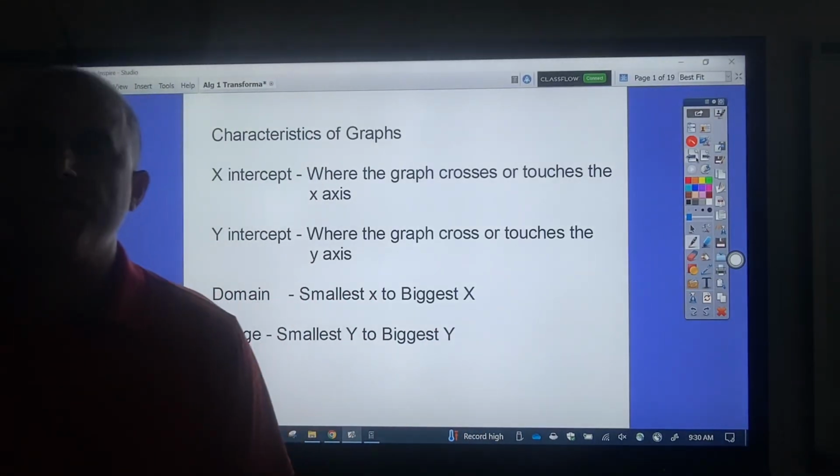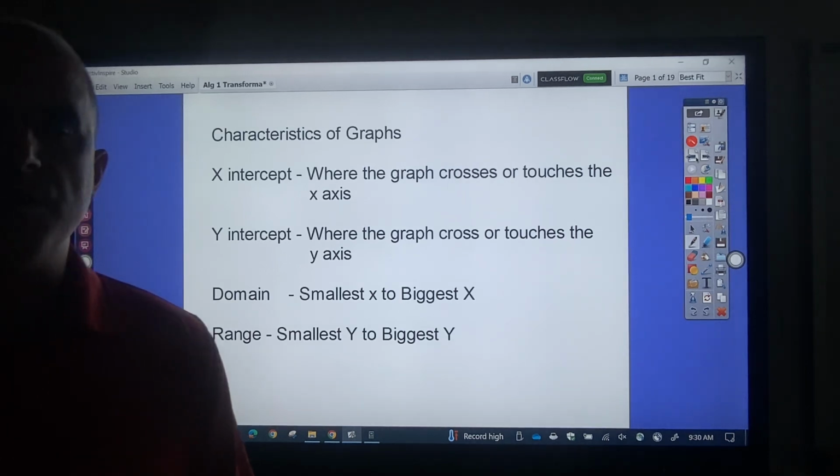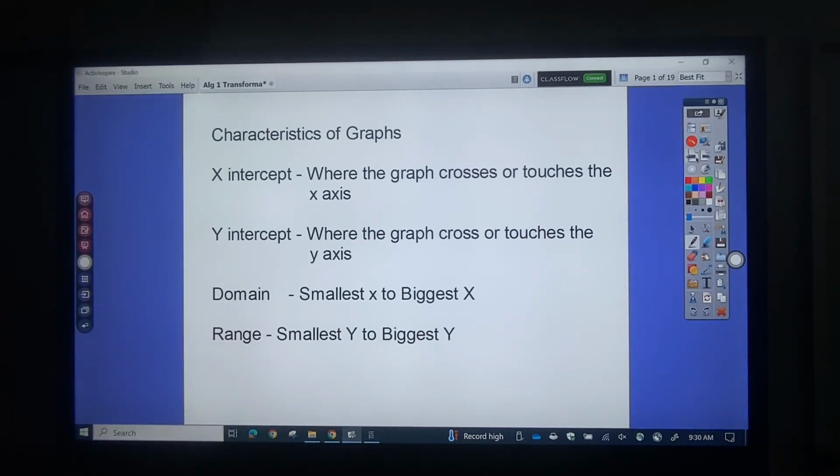Okay, this is going to be a video lesson on Algebra 1 graph characteristics. Okay, where we do the transformations, the first part of the unit. Now we're going to put all the functions together. Okay, some of these terms we've already talked about probably this year.